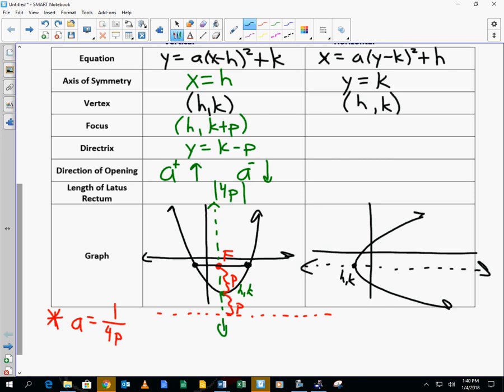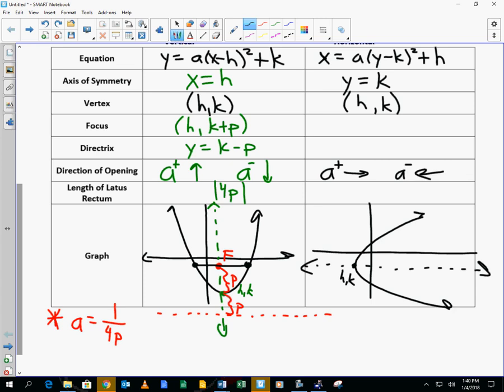The direction of opening: if a is positive, it's going to open to the right. And if a is negative, it's going to open to the left. Is everybody okay with that? That's new, right? Okay.